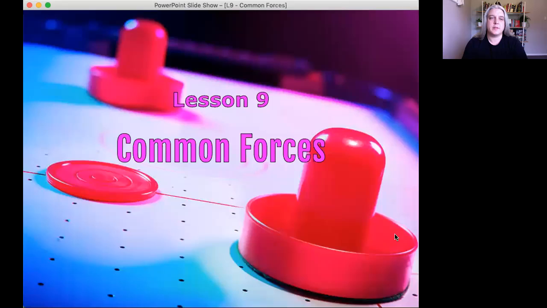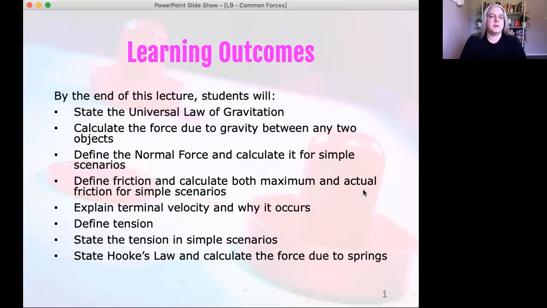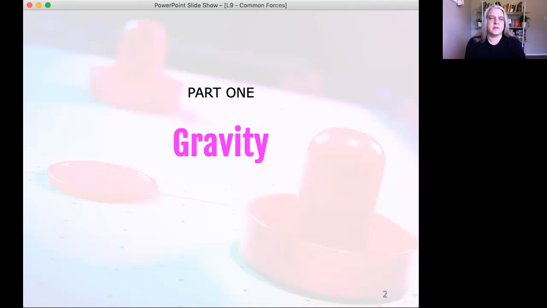There will of course be far more types of forces than we see right here, but we're just going to have a look at a few of the common ones. So the goal is obviously to learn a few different types. We've got forces due to gravity, given by the universal law of gravitation. We've got the normal force, which is also called the support force occasionally. We've got friction force, and that will lead us into discussing terminal velocity as well, which is a little side step there. And then we've got a tension force, and finally we're going to look at Hooke's law, which involves springs. So part 1, gravity.